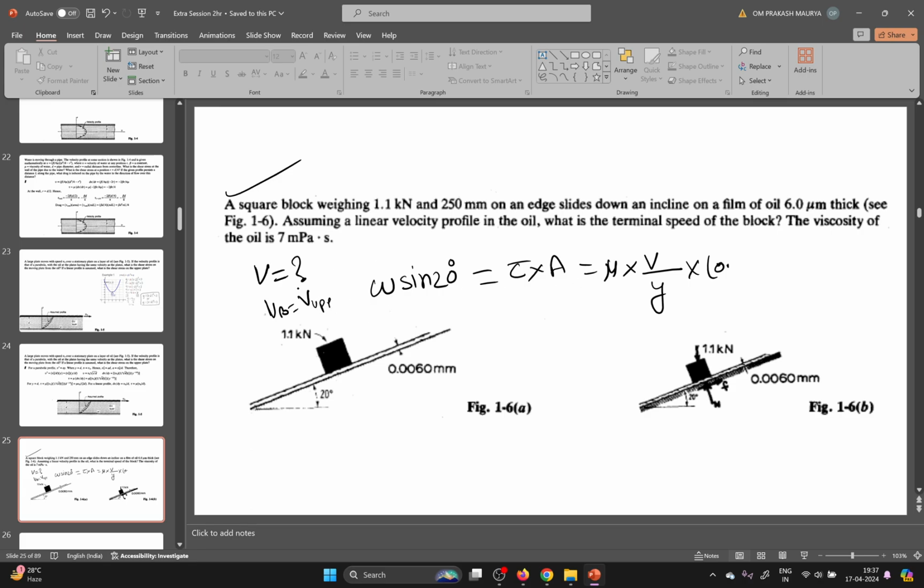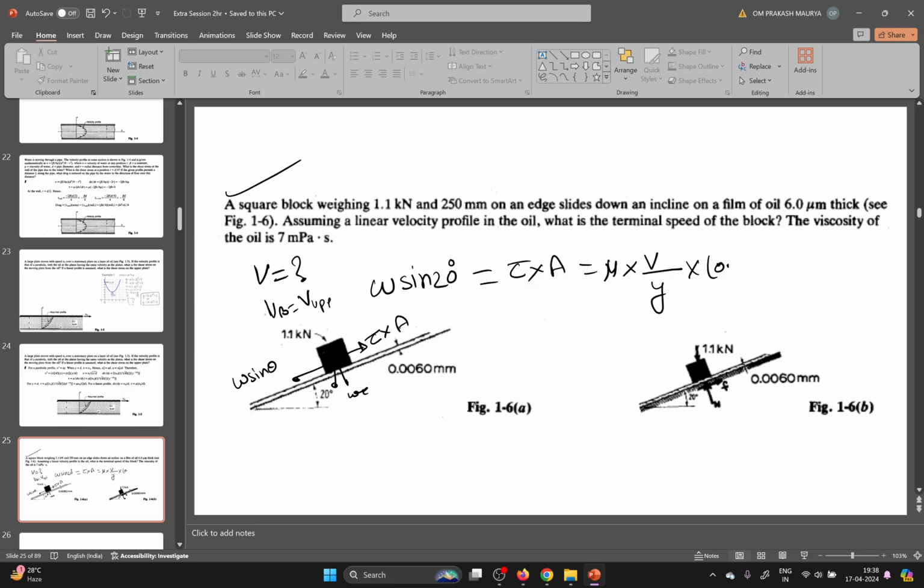So you know already, if you will do these things, your W sine theta and here W cos theta, this will be equal to your tau, that is your shear stress, into a surface area. So surface area is nothing but 250 into 250.